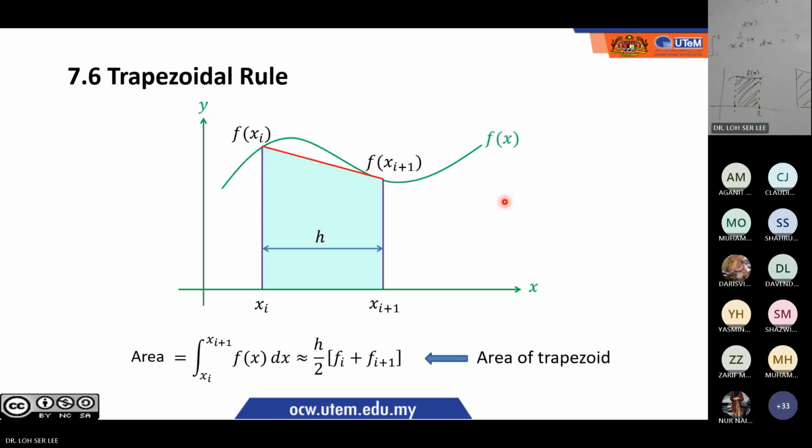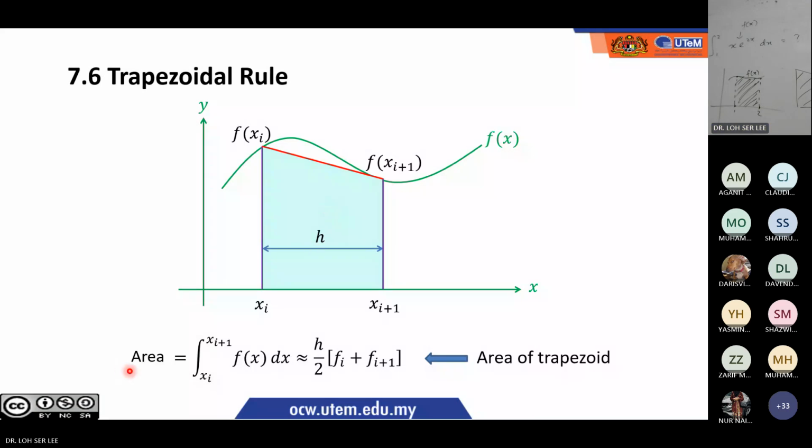Now this is the trapezoidal rule. Given a function, this is f(x). When we want to estimate this area, the area under the curve includes this part and also this area of the trapezoid. But we are estimating the area under the curve by using this trapezoid.